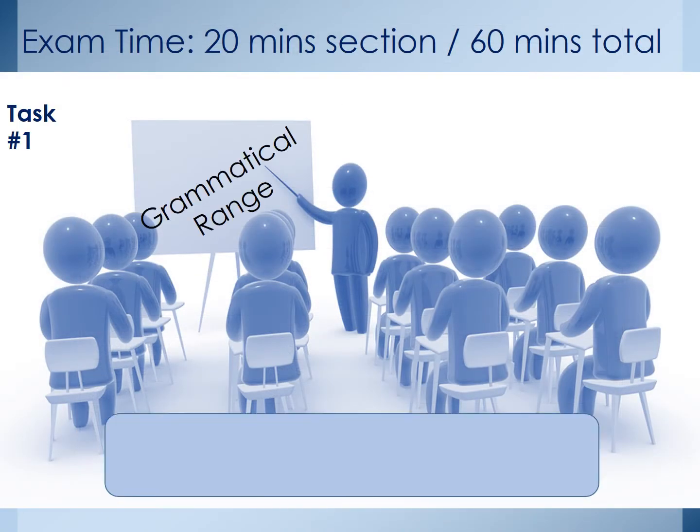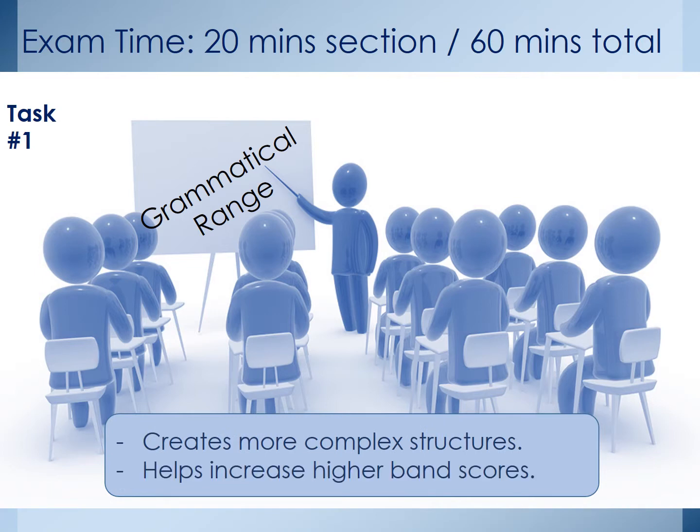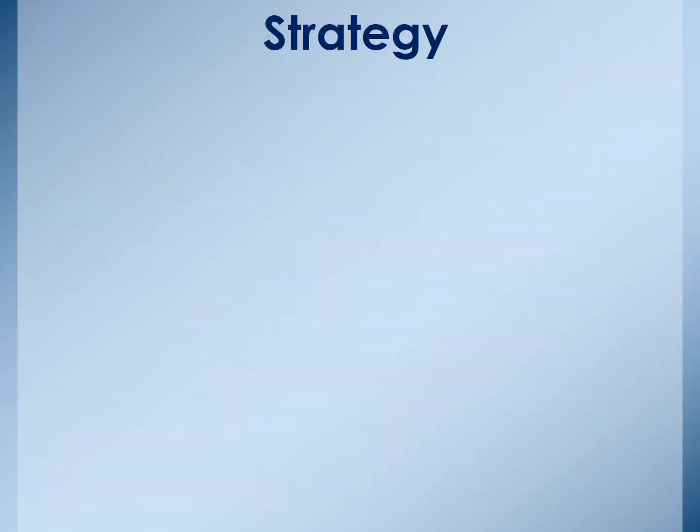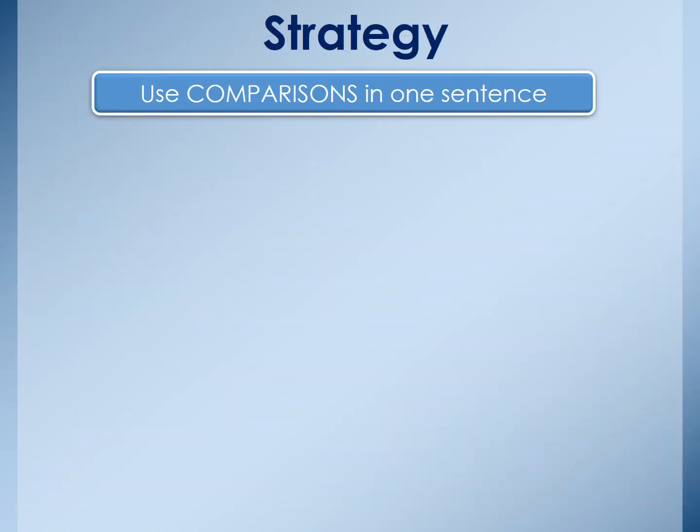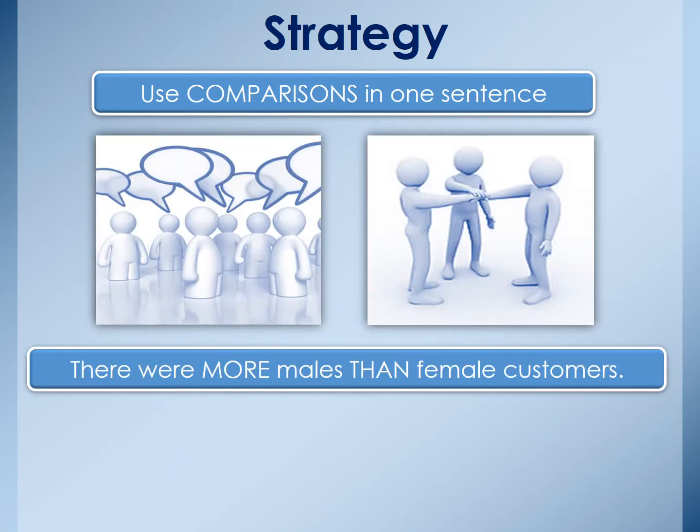Grammatical range. Create more complex structures, which helps increase higher band scores. Strategy. Use comparisons in one sentence. So for example, there were more males than female customers.